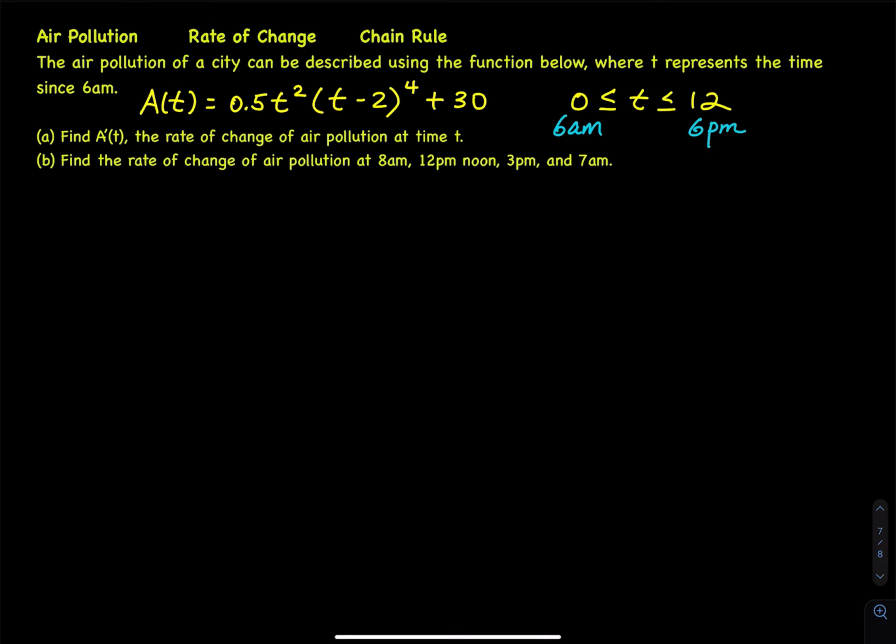When t equals 1, that is 7 a.m.; t equals 2, 8 a.m.; t equals 3, 9 a.m.; t equals 6 will be 12 p.m., at noon, and so on and so forth.